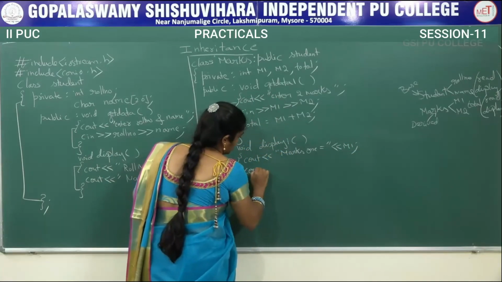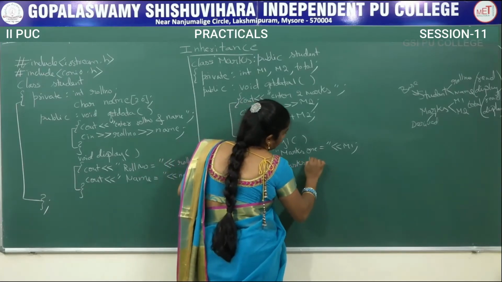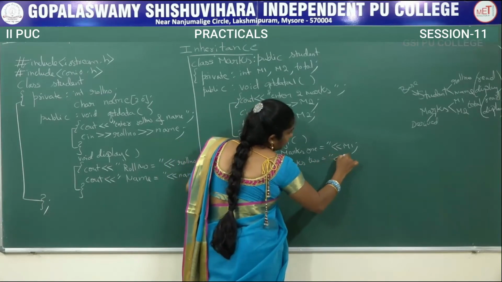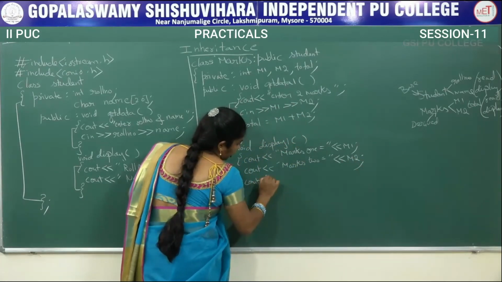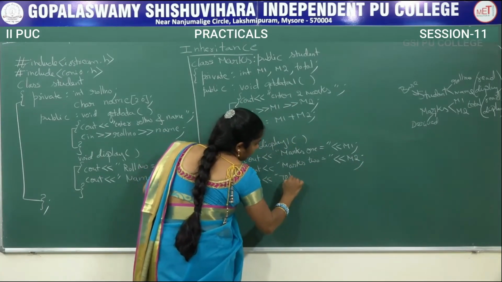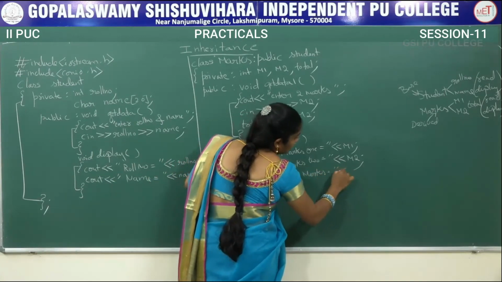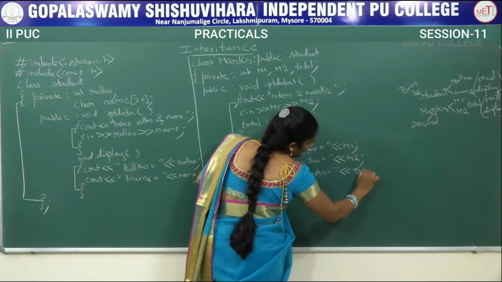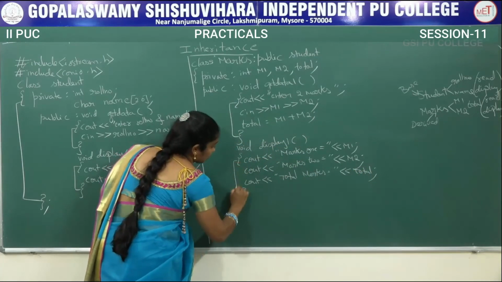Then cout marks 2 equals, display marks 2 value M2. Then display the total also. Cout total marks equals, display the total. Then close this function.